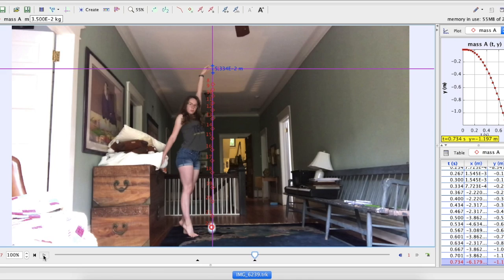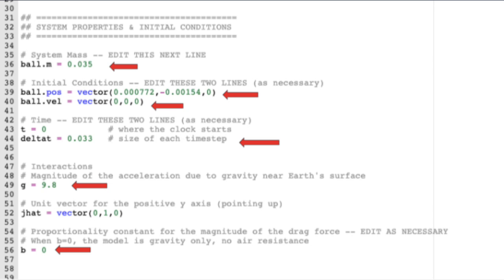The data collected from this Tracker model indicated that the initial position was 0.0007723, negative 0.001540 meters, and the initial velocity was 0 meters per second, and the initial time was 0 seconds. The frame rate was also shown to be 29.97. I then used this information in the GlowScript code to alter it to fit my experiment.